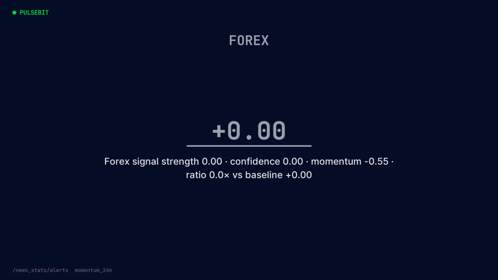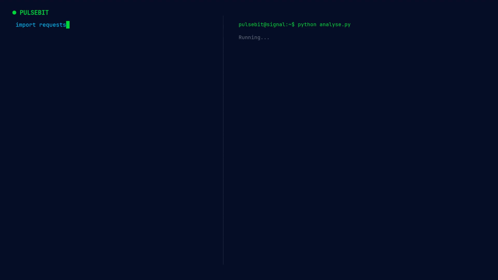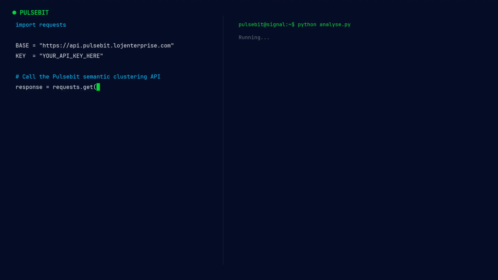Right now, you're looking at a sentiment score of plus 0.21 in Forex, but here's the kicker, momentum is at minus 0.55. That discrepancy is unusual. It hints at a potential divergence between current sentiment and recent price action. With 17 semantic clusters in play, you have a rich tapestry of insights to explore.